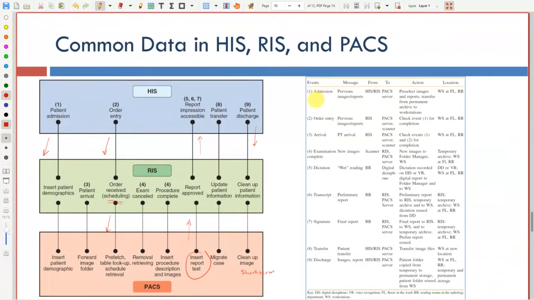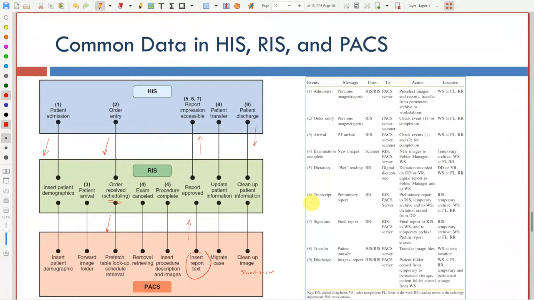There are so many different events, like admission, like order entry, like arrival, like examination complete, like dictation. We're talking about, for example, how to write the report. Sometimes you have a way of doing the dictation as speech to text. So the doctor, instead of writing the report, dictates the report, and the computer system translates that to a text report. The doctor reviews that, makes sure that everything is okay, and approves it. This is one of the things that you might have.